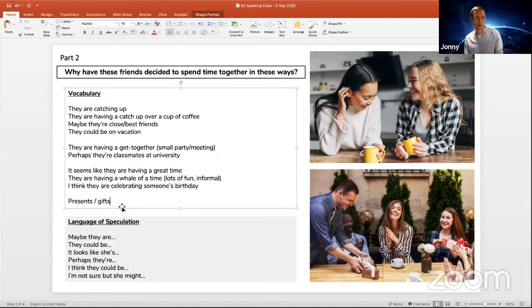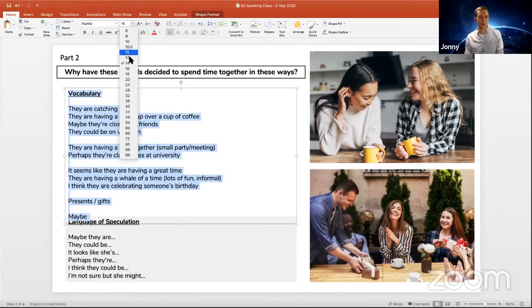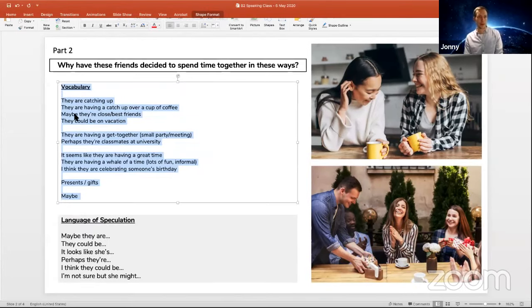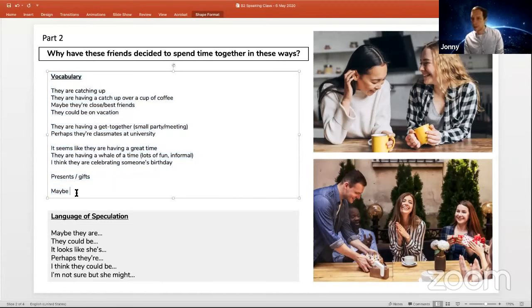I like this one here from Marmin as well. Maybe, oh, let me make this smaller. Like this. She said maybe, where is it? Oh, I can't find it.